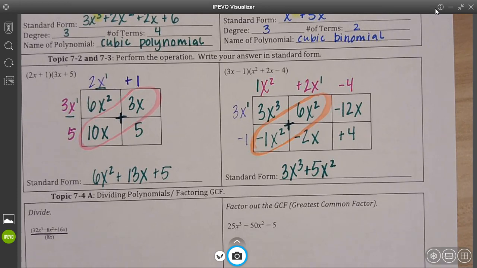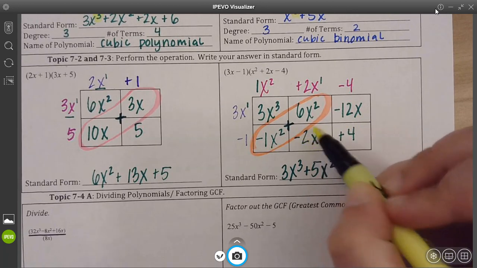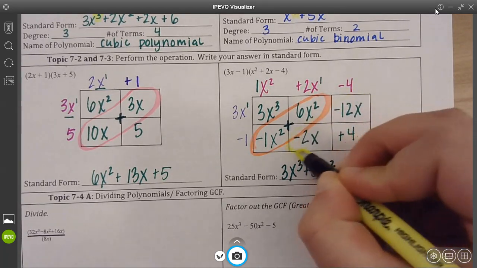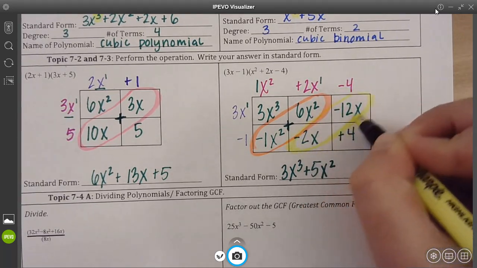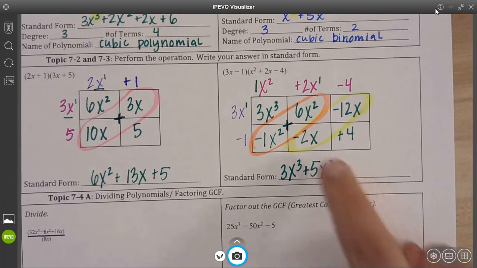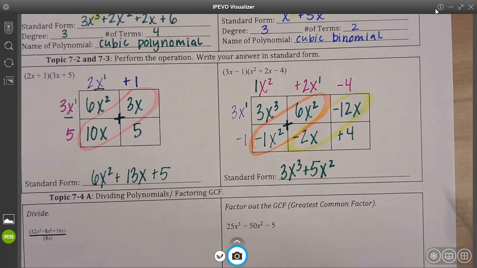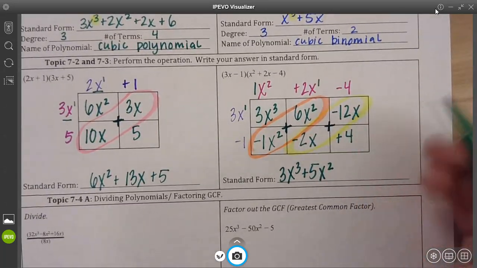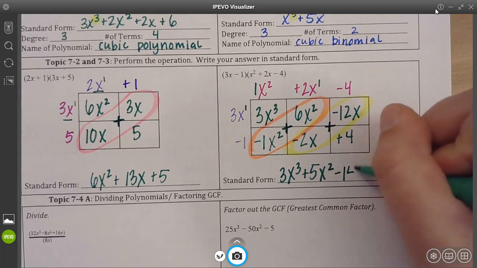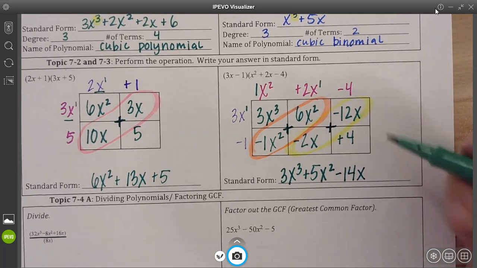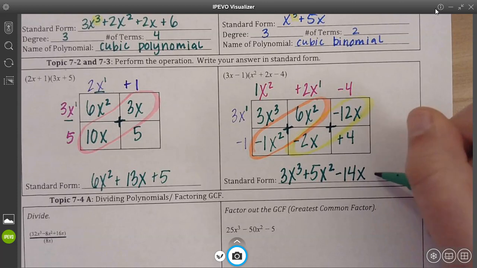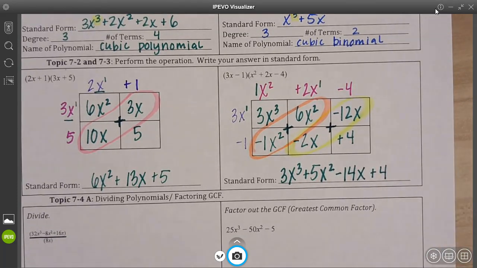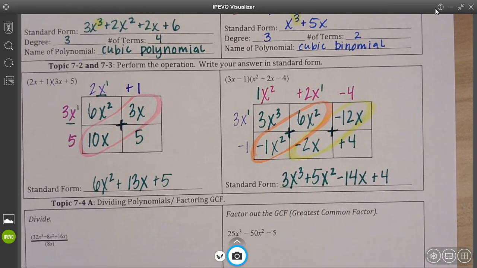And now we're moving on to our next one. I have a negative 12x, but I do see this negative 2x also. So we have another set of like terms. Remember, we're looking for them along these diagonals. And our box tells us that we need to add them together. Negative 2 plus negative 12 is negative 14x. And then last but not least, this plus 4 at the end doesn't have anything to combine with, so it just comes down, and that is my answer in standard form.